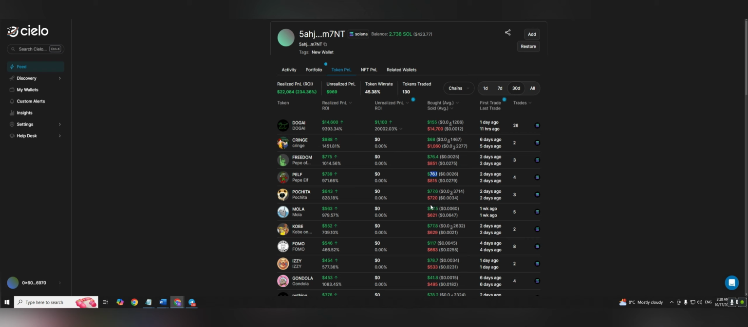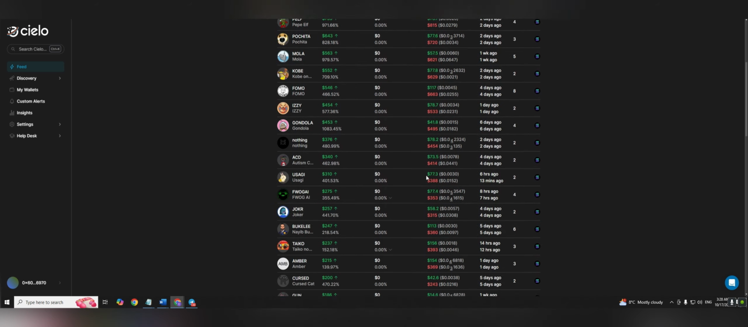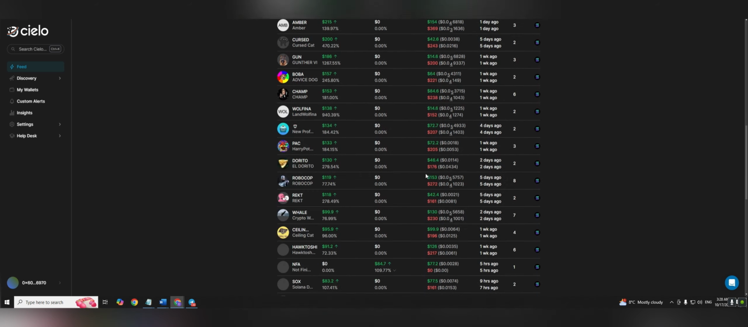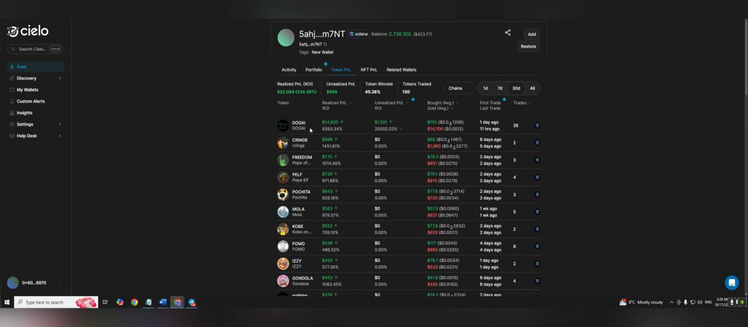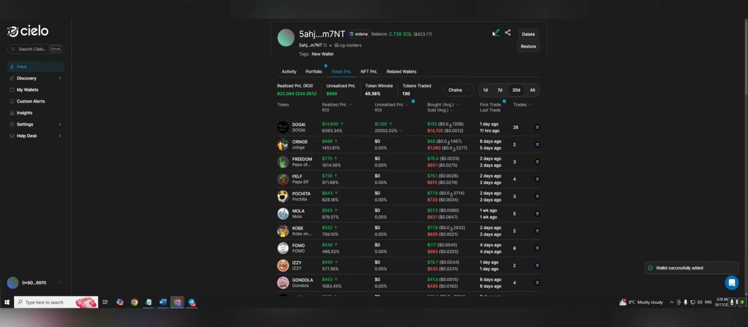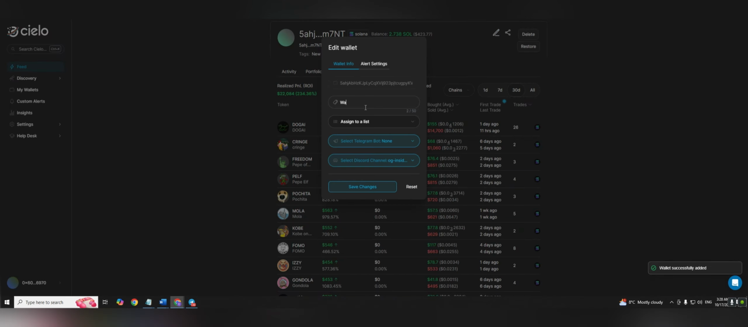He invested $76 in this token and made $815. So he's been investing very small amounts into tokens and making massive gains. And this is the first time I'm seeing this wallet and I like how it looks. I like the amount of buys it has and the percentage gains it has. So what I'm going to do is add it to my list, which I call my watch list.